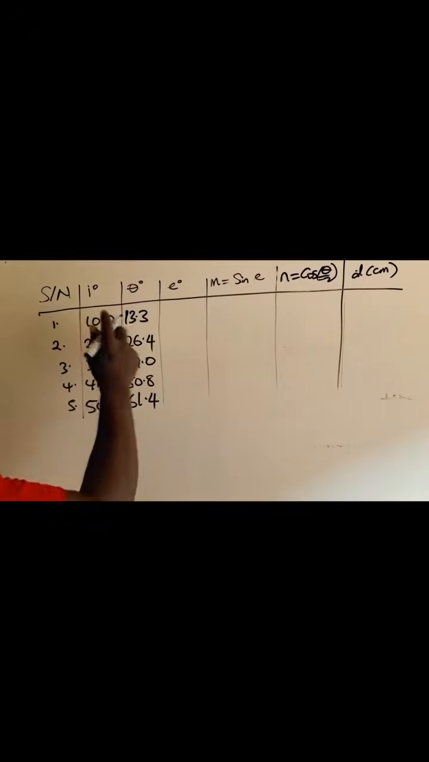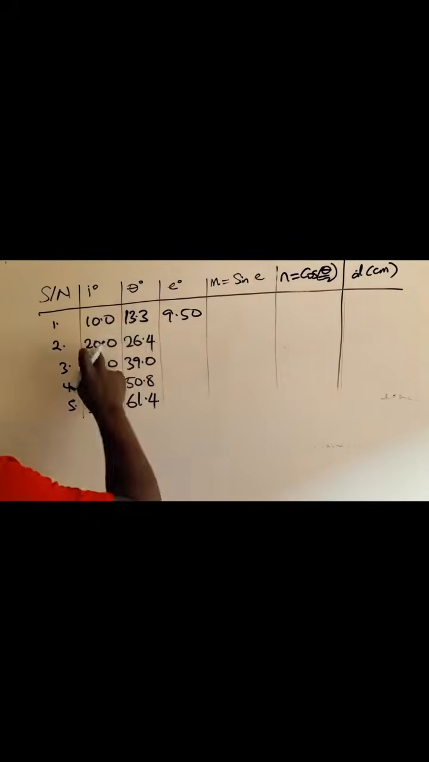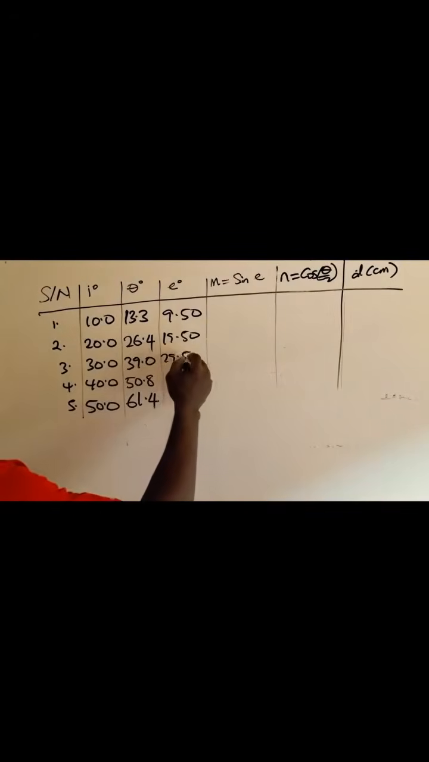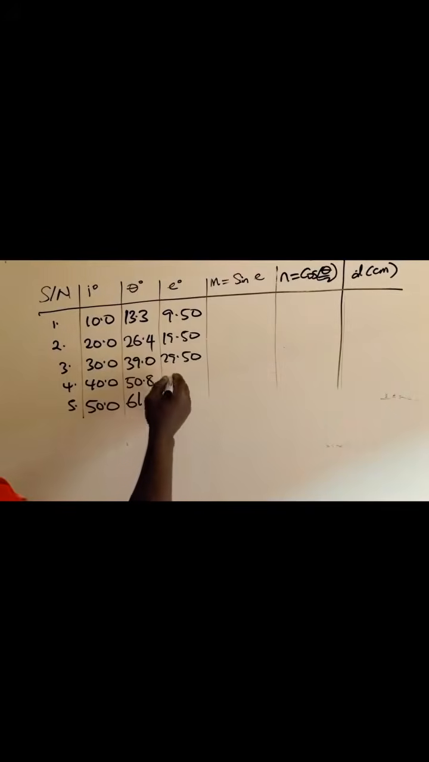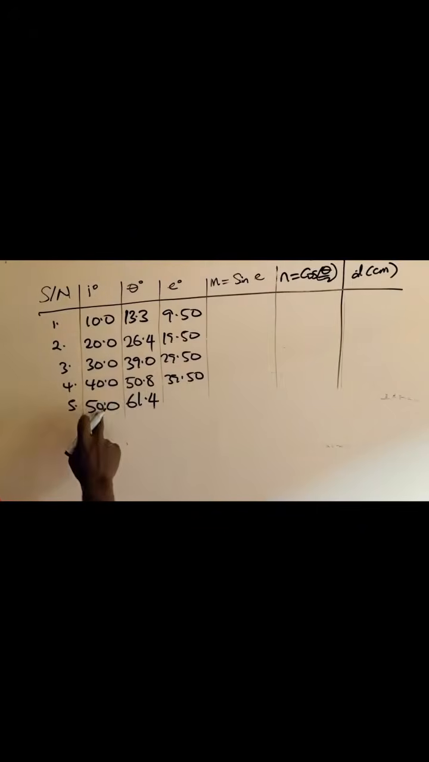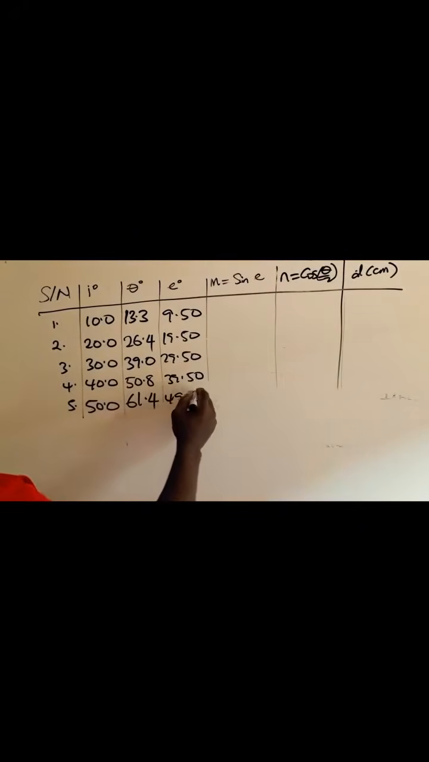So you subtract 0.5: you have 9.50, 19.50, 30 minus 0.5 is 29.50, 40 minus 0.5 gives us 39.50, 50 minus 0.5 gives us 49.5. So 9.50, 19.50, 29.50, 39.50, and 49.50. See, they're approximately the angle of incidence. We have to do it that way so that it will look like a pure practical exercise.